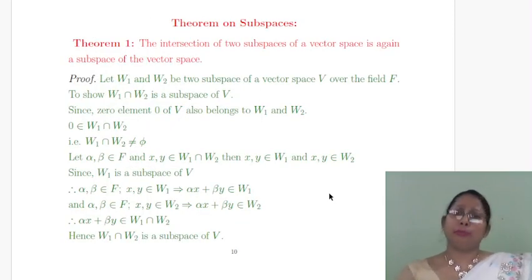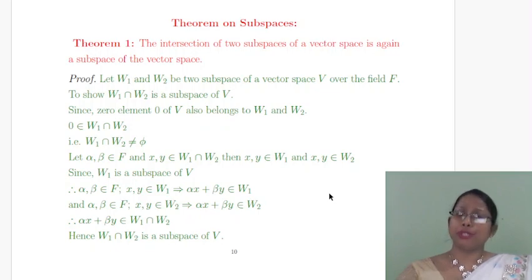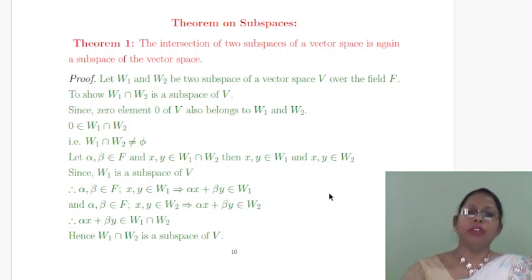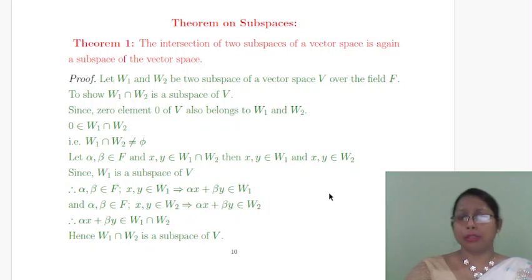Next is a theorem on subspaces. The first theorem: the intersection of two subspaces of a vector space is again a subspace of the vector space. Consider W1 and W2 to be two subspaces of a vector space V over the field F. To show: W1 intersection W2 is a subspace of V. The zero element of V belongs to both W1 and W2, as W1 and W2 are subspaces of the vector space V. Consequently, the zero belongs to their intersection and the intersection is not empty.